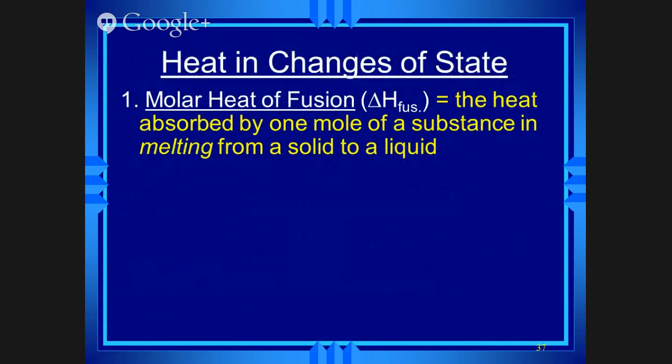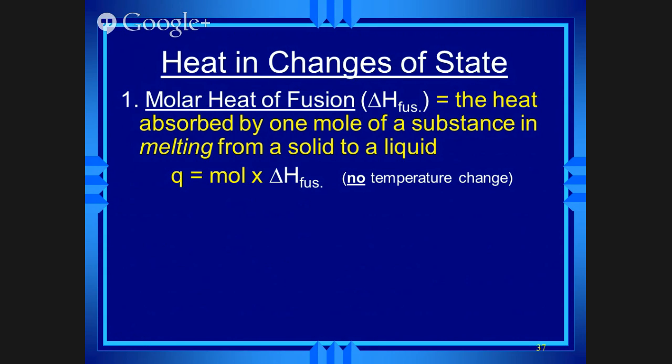All right, now, a little bit different. Changes in state. I want you to write this down because this is new from what we've been looking at. The molar heat of fusion, delta H FUS for fusion, is the heat absorbed by 1 mole of a substance in melting from a solid to a liquid. Note the Q equation. There is no delta T in it. Basically, Q equals the moles times the delta H of fusion.